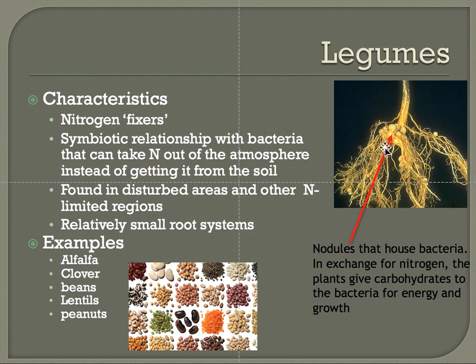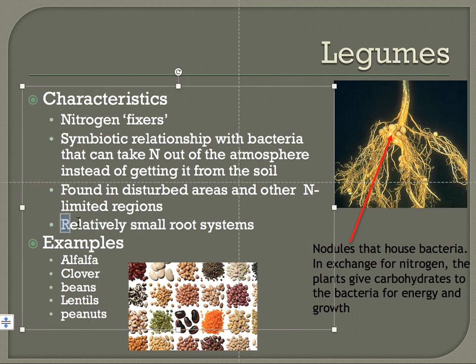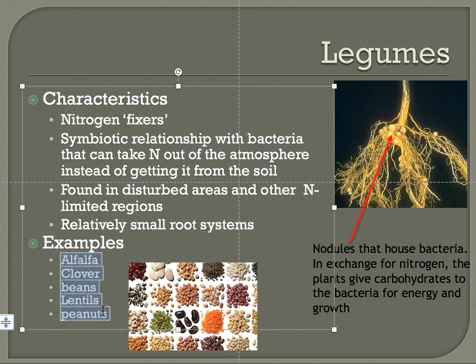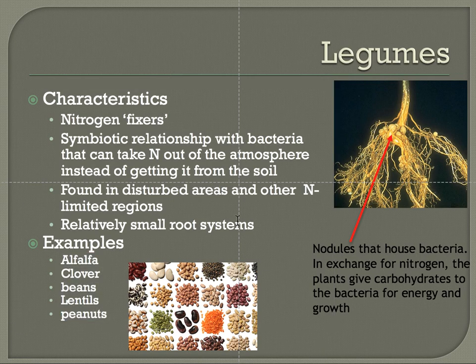Because legumes don't need to take nitrogen out of the soil, they get it from these bacteria, they have relatively small root systems. So we talked about grasses having relatively large root systems. Legumes are the opposite, relatively small root systems. And then just some examples, you can see how many important crops that we grow that are legumes. So alfalfa, clover, beans, lentils, and peanuts, they're all legumes and nitrogen fixers. So really important group, doesn't really dominate many ecosystems, but they're an important component of it.